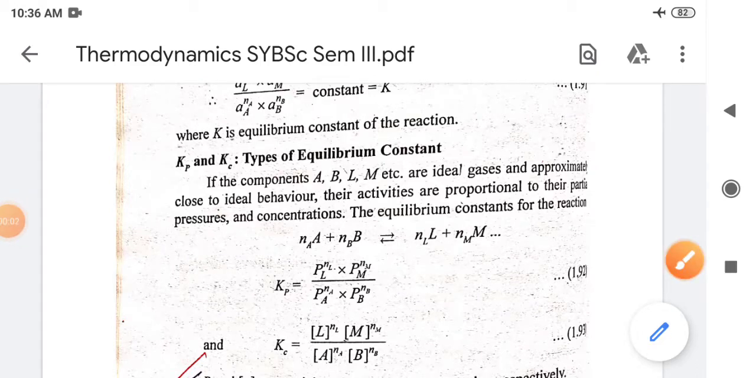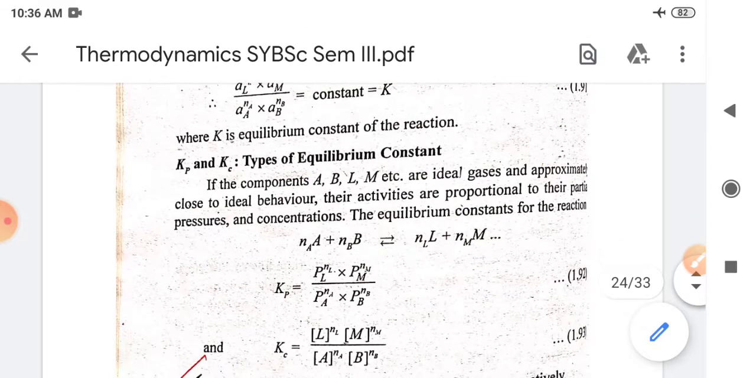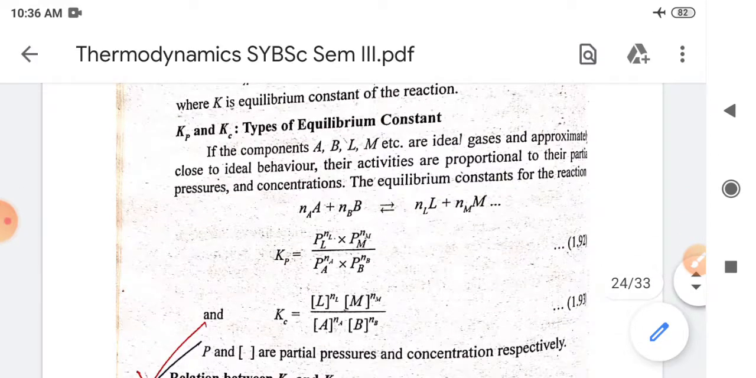So far we have finished with the Gibbs free energy and its related forms, as well as the concept of chemical potential and partial molar properties. Now we have to move to the last point of thermodynamics, that is the equilibrium constant and its various relations.